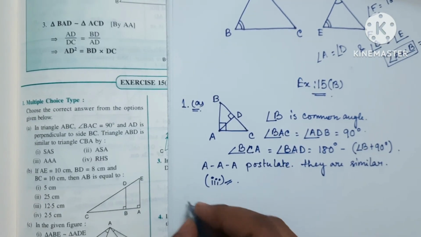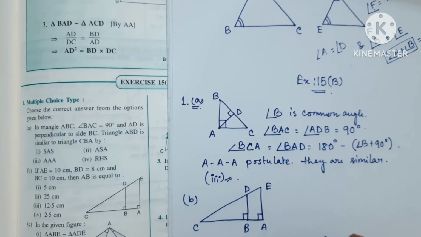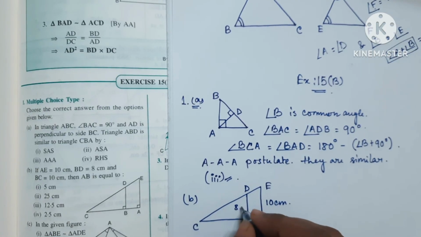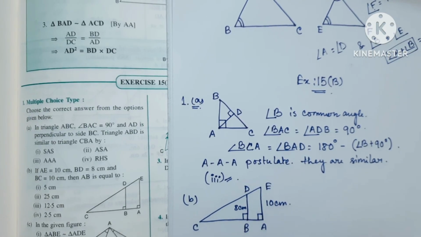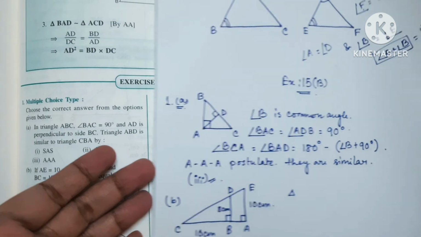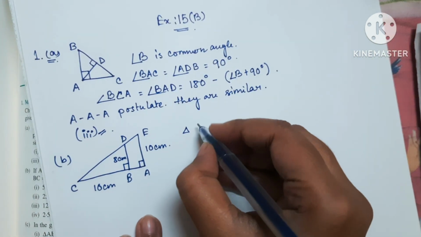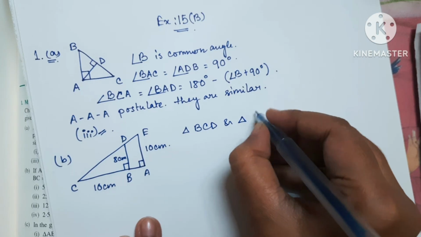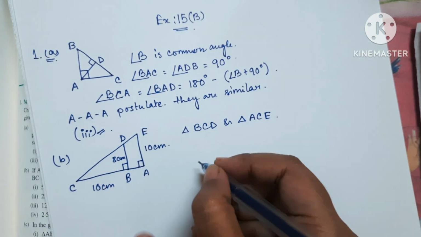Okay. Now B. See the diagram. Here AE is 10 centimeter. BD is 8 centimeter. This one. BC, this one, that is 10 centimeter. And you have to find this one, AB. Okay. So in case of 2 triangles, see these 2 triangles. Triangle BCD and triangle ACE. They are similar.